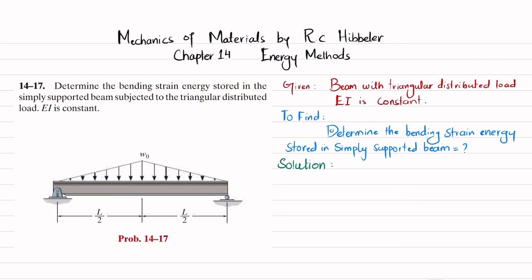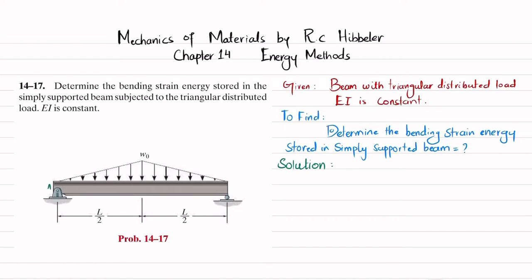is constant. So you can see this is a simply supported beam having a triangular loading. The total length of the beam is L and the half length will be L by 2. At this point we have a pin support and at this point we have a roller support. Due to this loading, you have to determine the bending strain energy stored in this beam. So let's start with the solution.